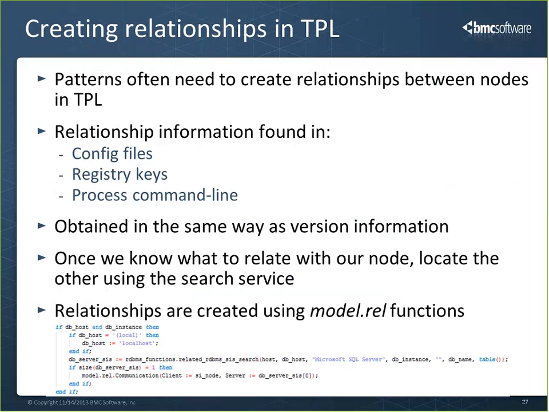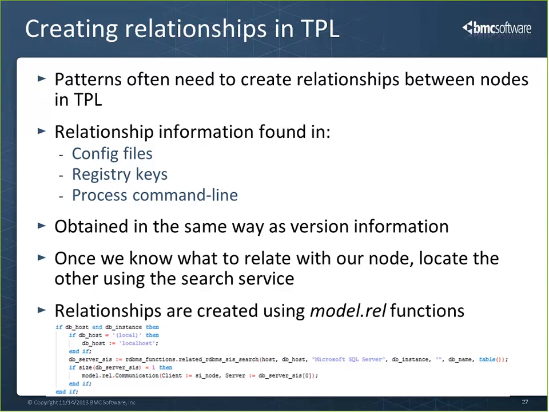Now, discovering software also involves creating relationships between related components of the software. Your patterns will therefore often need to create the relationships between the nodes in TPL. Now, when researching software, you'll often find that the information about relationships can be found in config files, in registry keys, in the process command line even. And this information you can, in that case, really obtain in the same way through the use of discovery and model functions as you would obtain the version information.